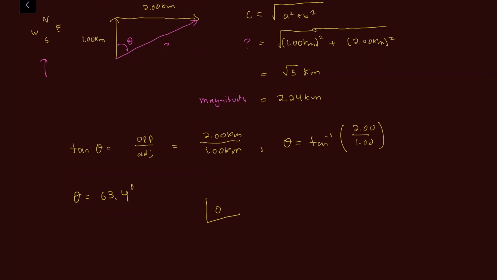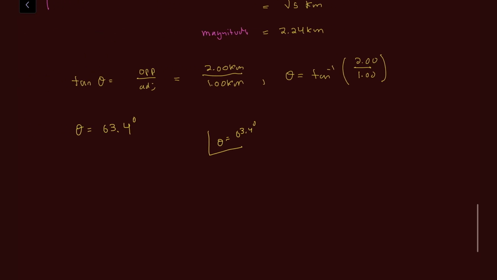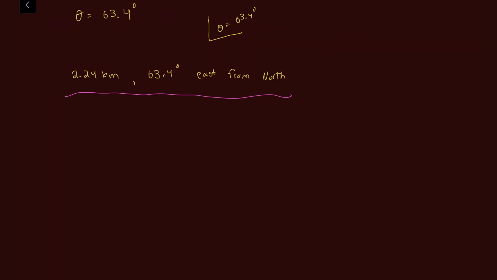Okay, but now we need to actually label that as a direction. We know that this angle is 63.4 degrees. Another way that we can say this is that she traveled 2.24 kilometers at 63.4 degrees east from north. Because remember, this angle is going from north to east. And this would be the answer to our problem.